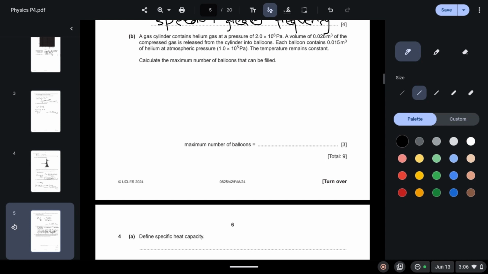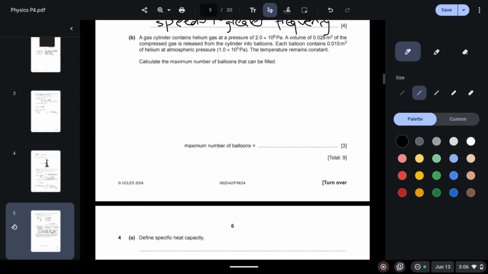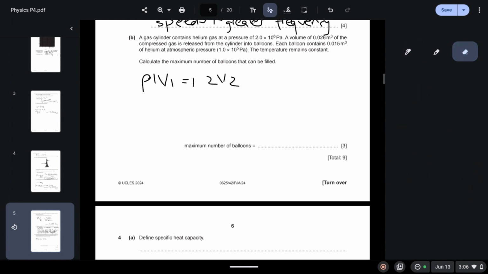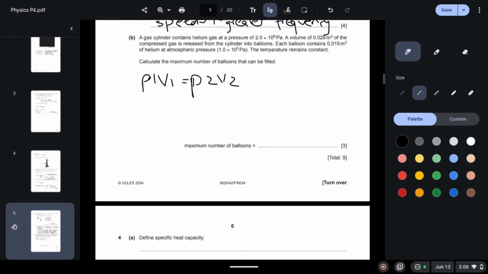Okay, so first we'll have to find out the volume. So we can do this using the formula P1 V1 is equal to P2 V2. Basically we have to find P2. P1 we have and volume is 0.026.